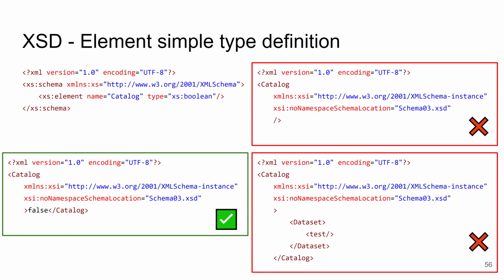Right, so let's take a look at the simple type definitions. So here we have the element catalog, and we say that its type can be Boolean. Therefore, only the instance with false value is valid. Empty is invalid because it's not a Boolean type, and nested XML element is also invalid because it's not a simple Boolean type.